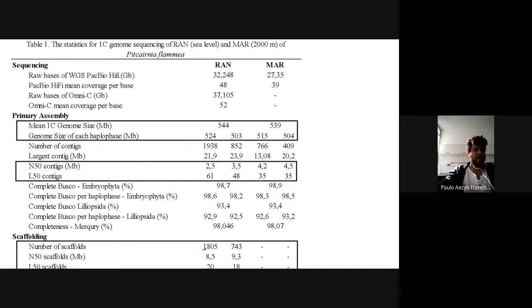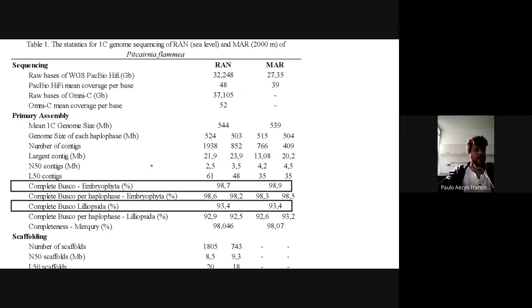And about the scaffolding, we've performed the primary scaffolding for each haplophase. So we've detected 1,800 scaffolds and 743 scaffolds for each haplophase, with an L50 of 20 and 18 scaffolds. However, we are still performing this analysis, so it's not finalized. But when we performed the BUSCO analysis to observe how many genes could be detected, compared with Embryophyta and Liliopsida, it was possible to observe more than 90% of genes, 98.7 in Embryophyta and 93.4 for Liliopsida.